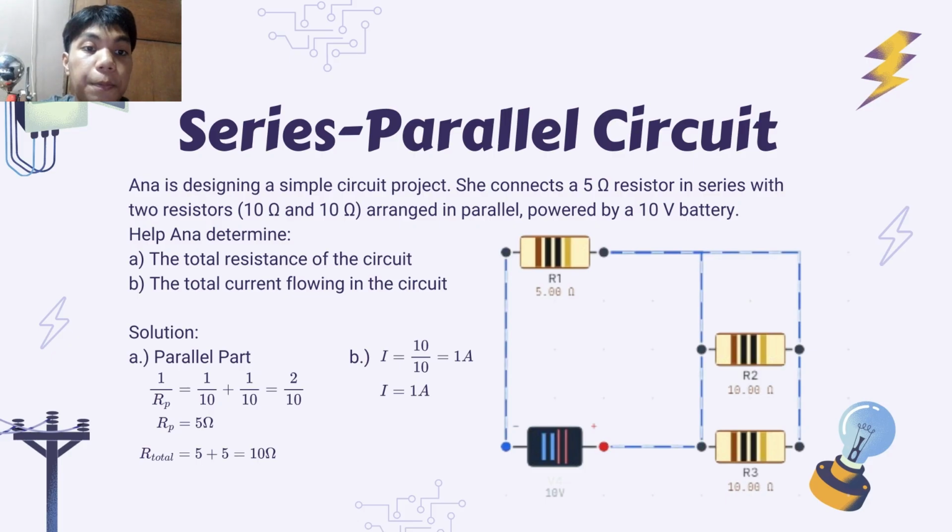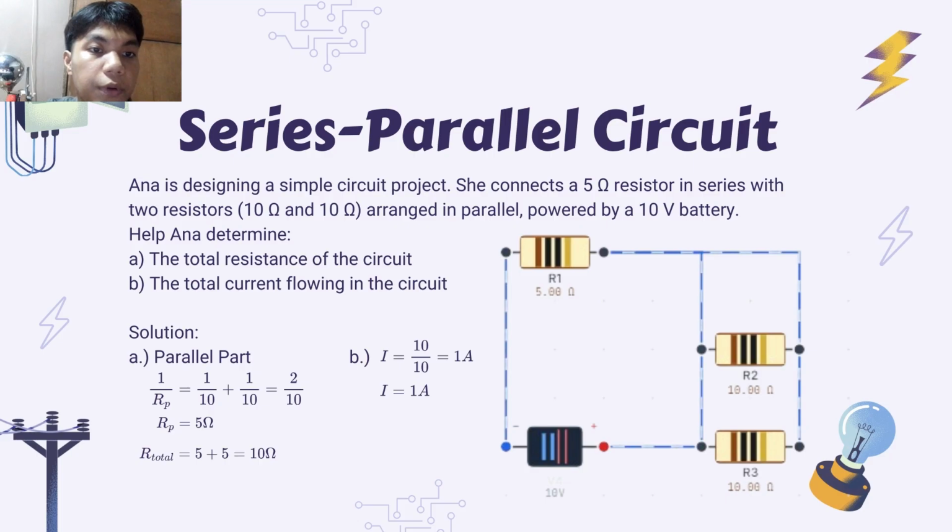First, we're gonna solve the parallel part. So here, we're gonna use the formula 1 over R total, which means it's gonna be 1 over 10 plus another 1 over 10. And add them both, we're gonna have 2 over 10. And then, after getting the sum, we're gonna take the reciprocal, which becomes 5 ohms. Now for the series part, we have a 5 ohms resistor in series, and then we're gonna add it to the R total we get from the parallel. So 5 plus 5 is equal to 10 ohms.